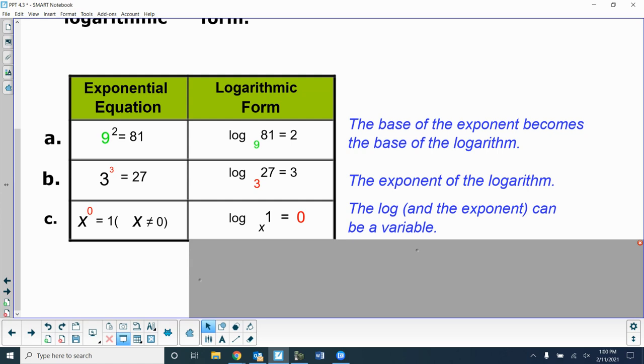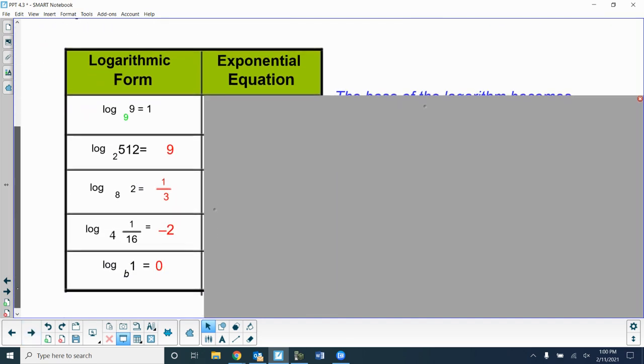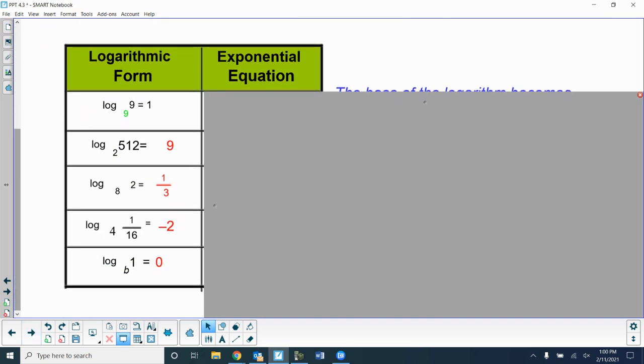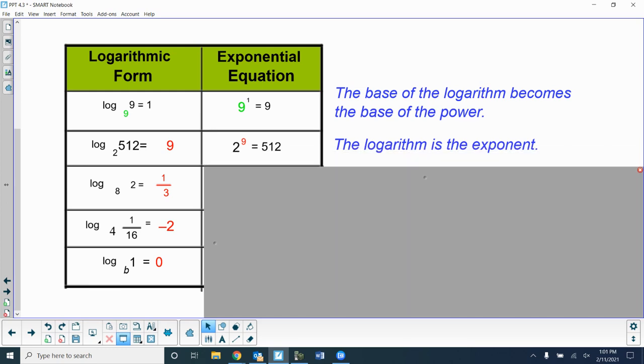So no matter what the base is, if the number 1 comes after it, the answer is always 0. Making sense? Good. Do this one, please. Go the other way. 9 to the first power equals 9. Good. The base is 9, the exponent's 1 equals the number 9. 2 to the 9th equals 512. Good. 8 to the 1/3 equals 2. Good.